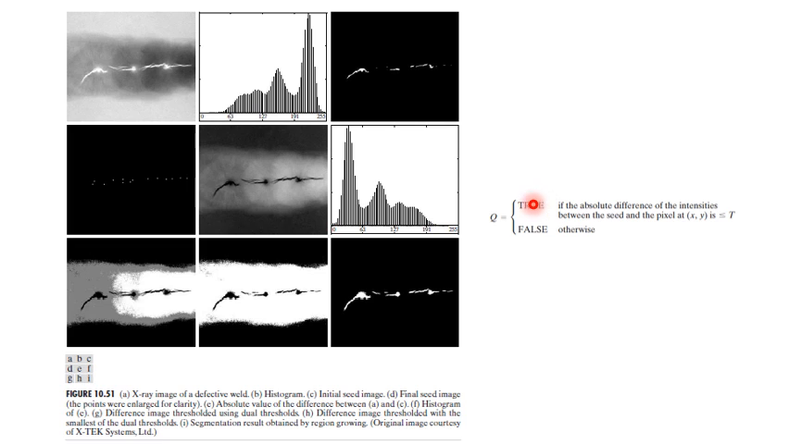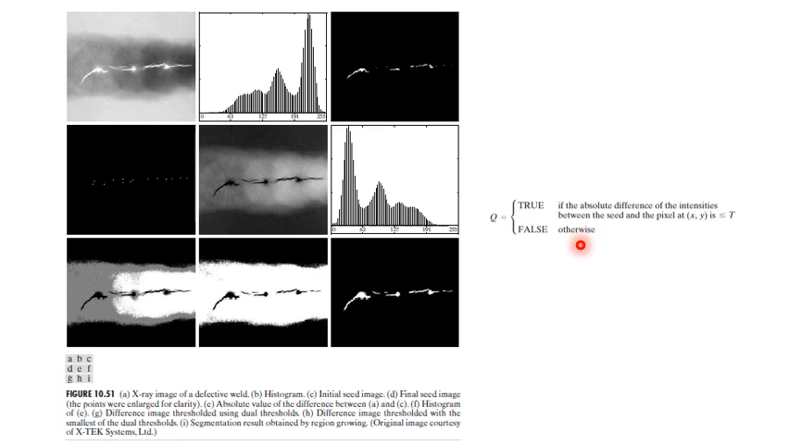So what is the predicate we are trying to use? Q is equal to true if the absolute difference of the intensities between the seed and the pixel under consideration at x comma y is less than or equal to T, where T is some positive threshold; it is false otherwise. What that threshold is, we will see soon in this example. So let me take the T value.